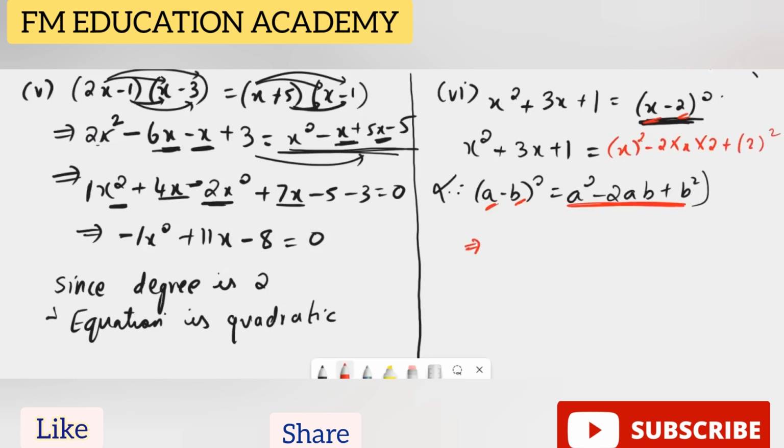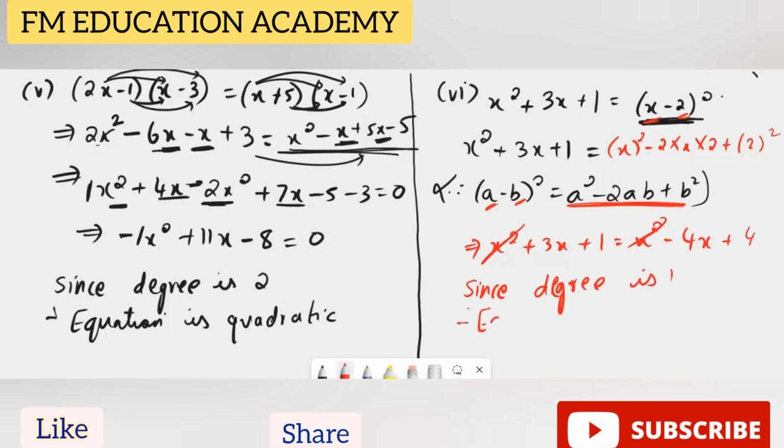So this becomes x square plus 3x plus 1 is equal to x square minus 2 2s are 4x plus 4. Here also x square will get cancelled. So you don't have any coefficient with degree 2. So we can say since degree is 1, therefore the equation is not quadratic.